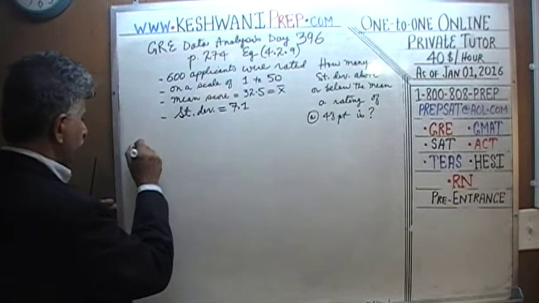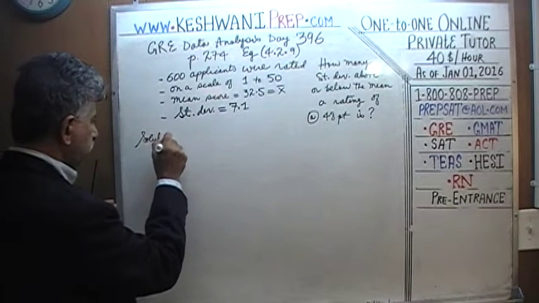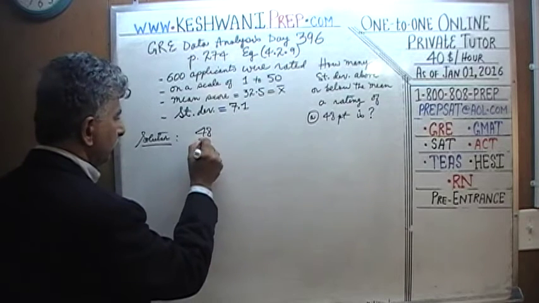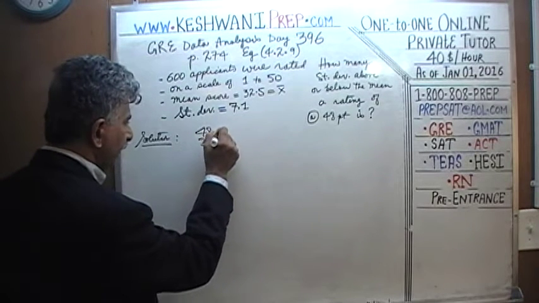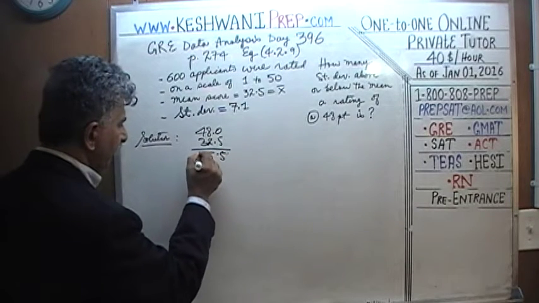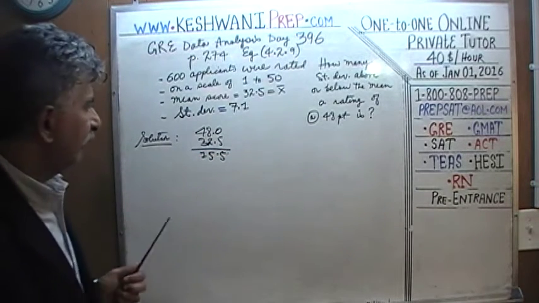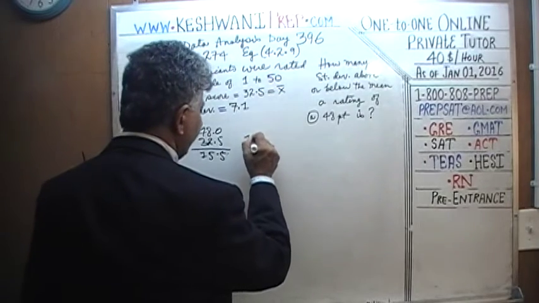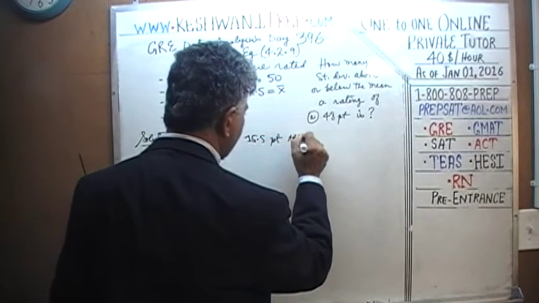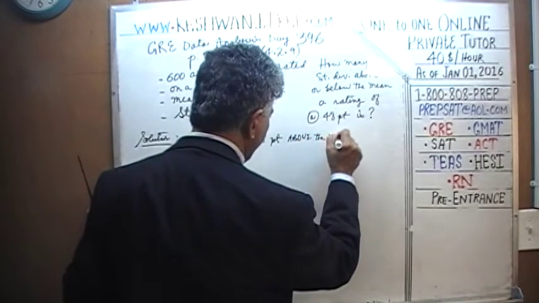So here's our solution. The score that we're looking at is 48. We know the average is 32.5. So subtract: 8 minus 5 is 3, 7 minus 2 is 5. Looks like we have 15 and a half points above, not below, above the mean.